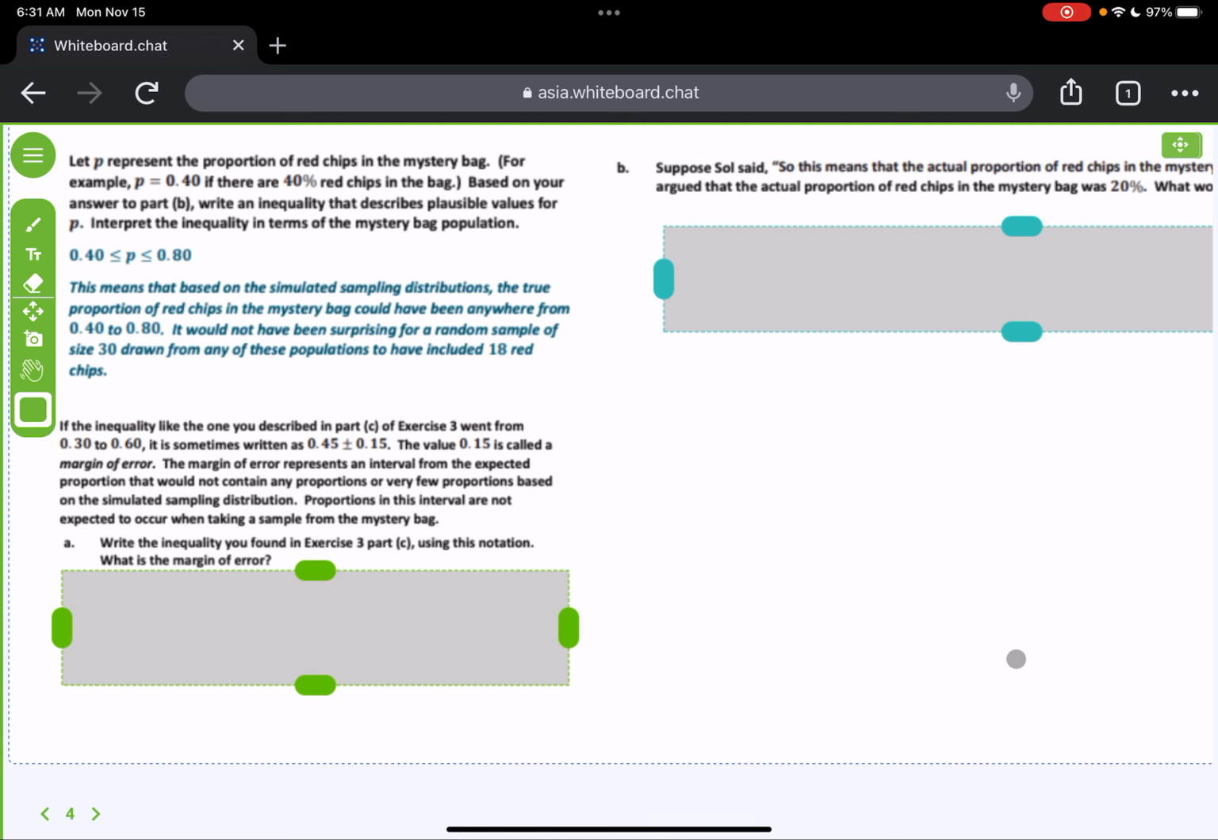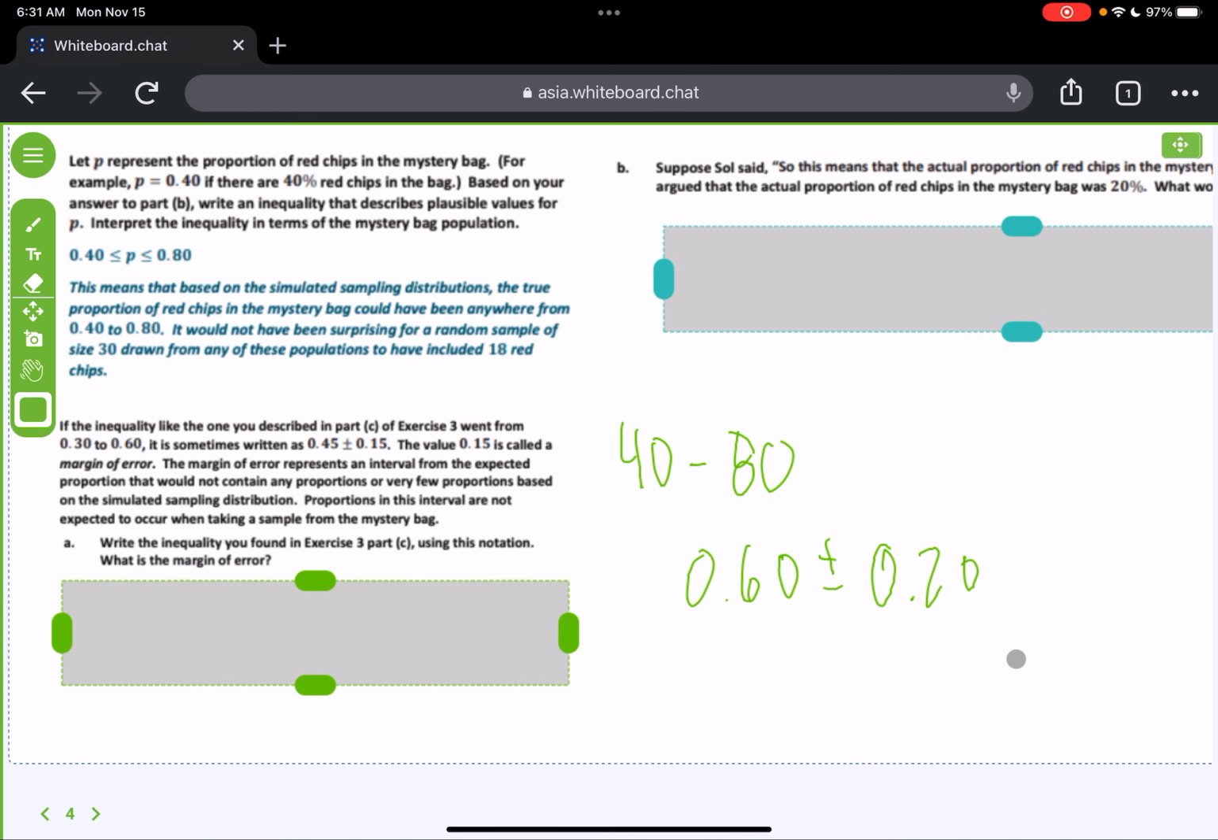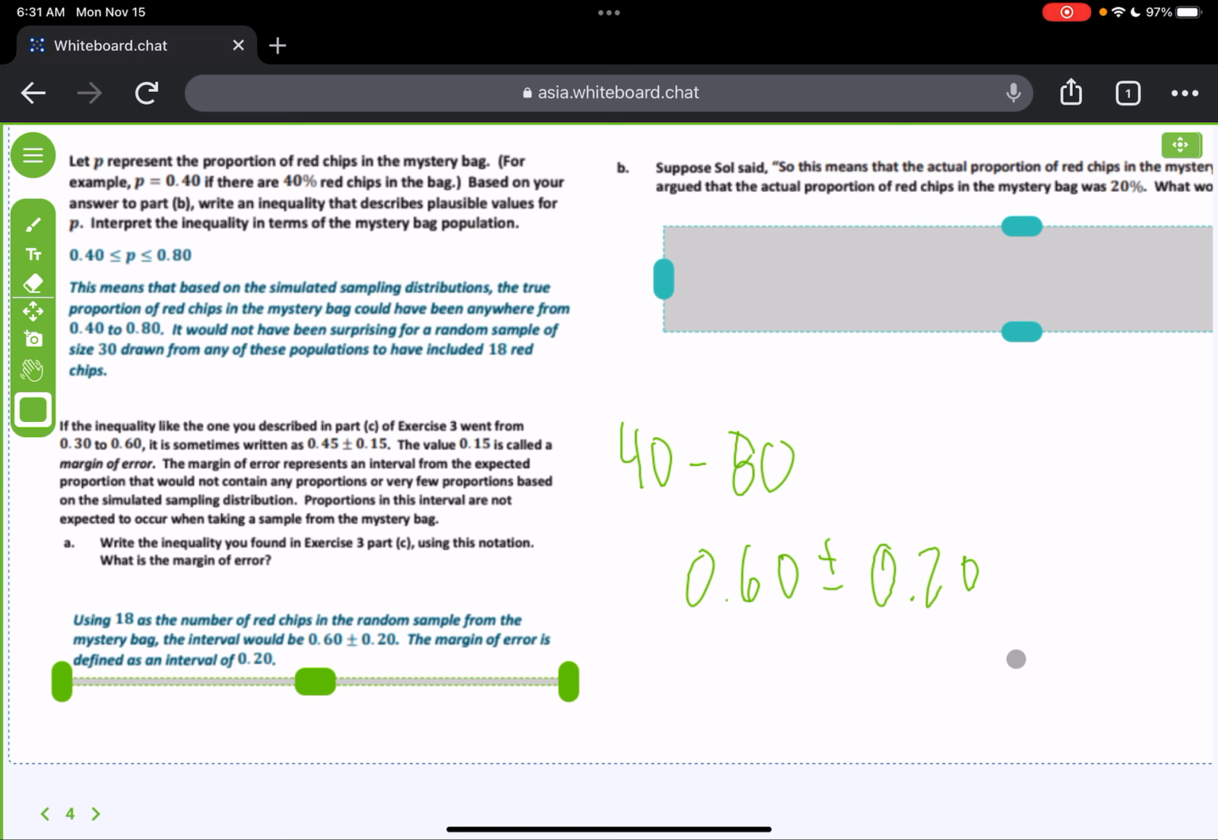Write the inequality you found in exercise 3, part C, using this notation. What is the margin of error? Well, we said from 40 to 80. So what we would say is 0.60 plus or minus 0.20. Okay. So using only 18 as the number of red chips in a random sample from the mystery bag, that was exercise 3. The interval would be 0.60 plus or minus 0.20. The margin of error is defined as an interval of 20 hundredths. So here's your margin of error.